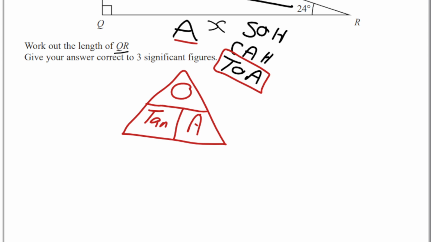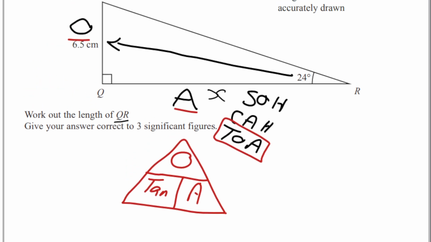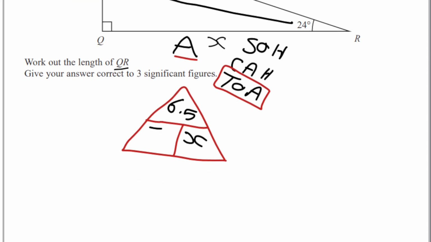Now, what's the value of the opposite? The opposite is 6.5, so I'll write 6.5 up here. What's the adjacent? The adjacent is X, we are looking for it. So I'll just write X. And for tan, I'll just write tan, the angle. So it's tan 24.